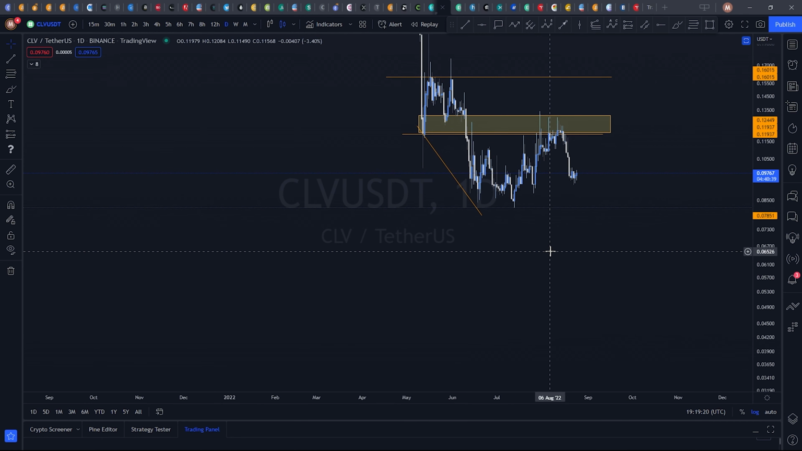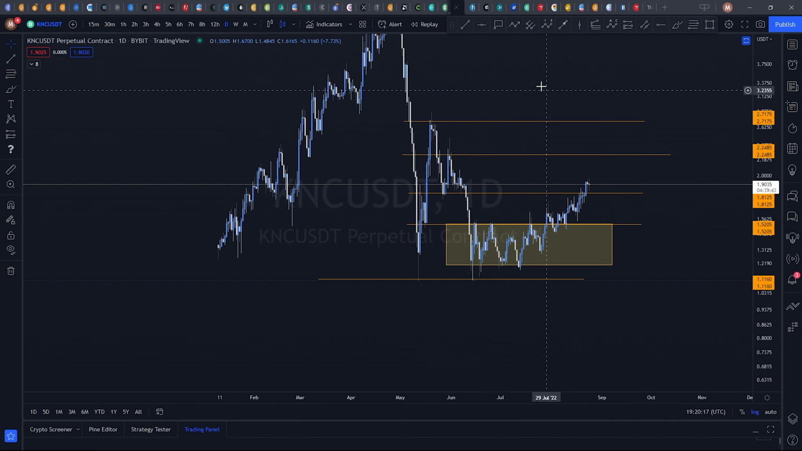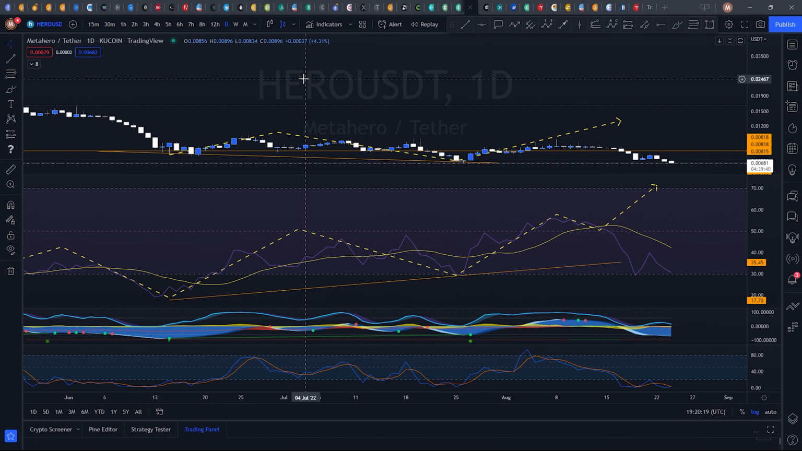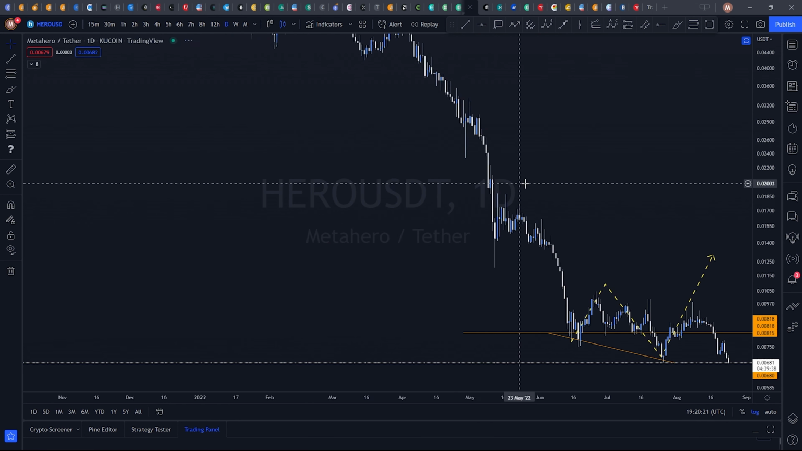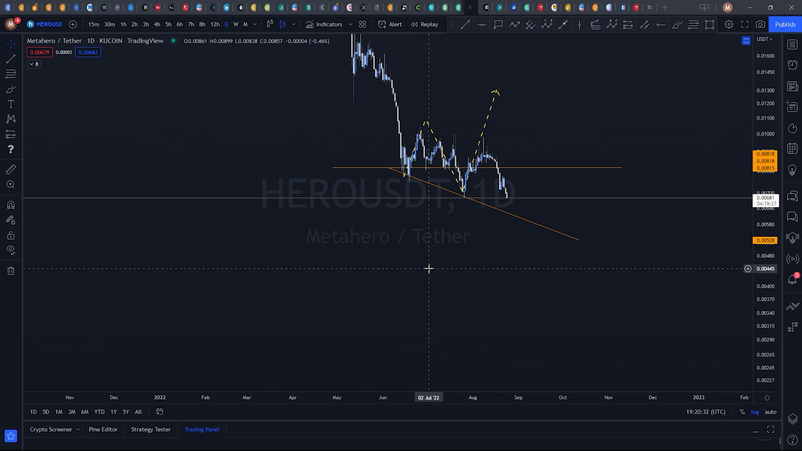It's overbought right now. Would not be buying it here. It's going to cool down. RSI is way overbought. Meta Hero, following to a T. Look at that. It's going to come all the way back down to 0.006. Looks like this was its high.